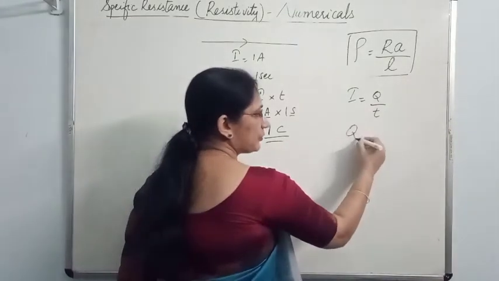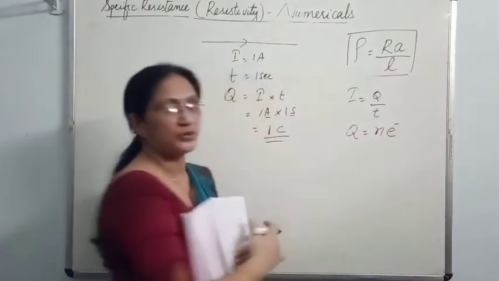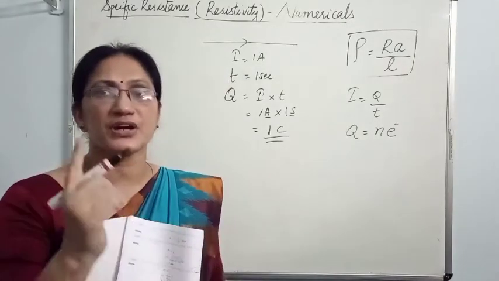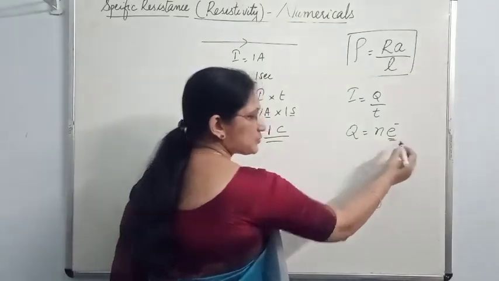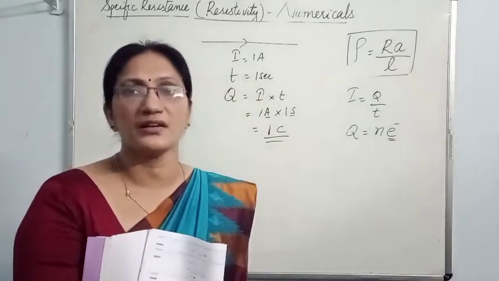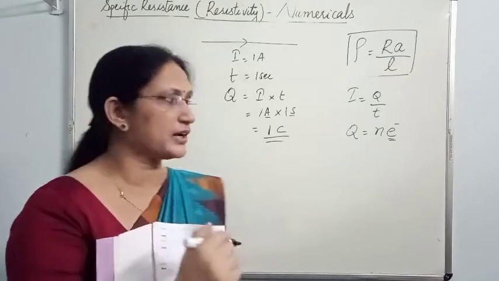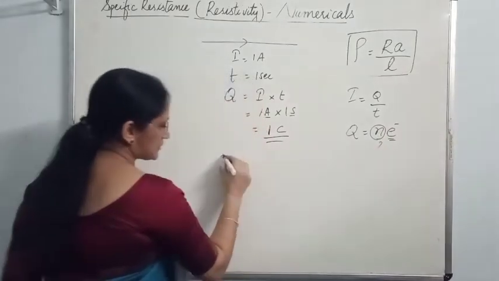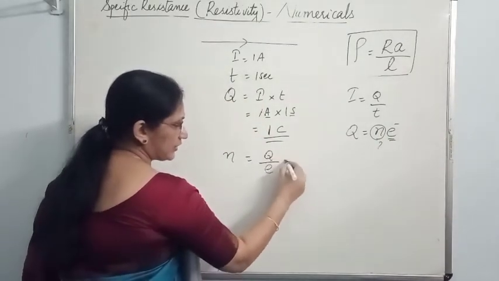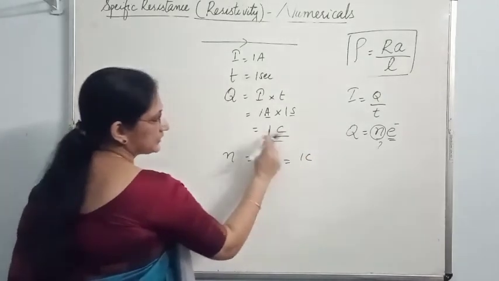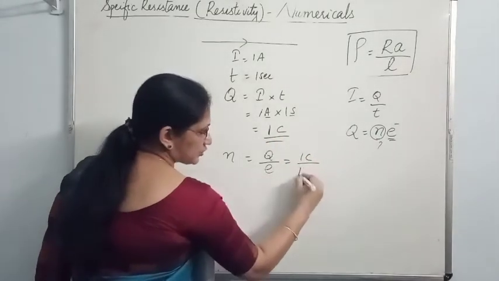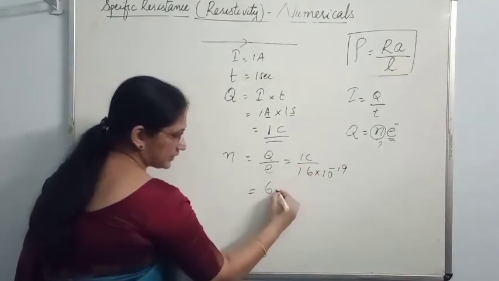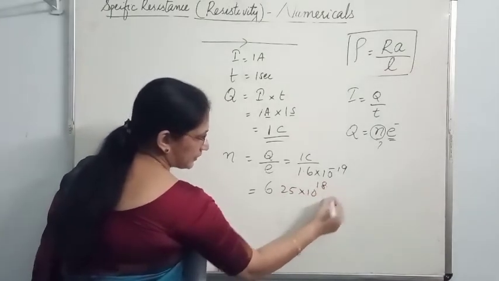For that you have to use the formula Q is equal to N into E. Q means quantity of charge, N means number of electrons, and E is the charge of 1 electron. E value is 1.6 into 10 to the power minus 19 coulombs. That is the charge of 1 electron. So N, the number of electrons, is equal to Q by E. Q is 1 coulomb upon E, the charge of 1 electron, 1.6 into 10 to the power minus 19. When you do this calculation, you will get 6.25 into 10 to the power 18.